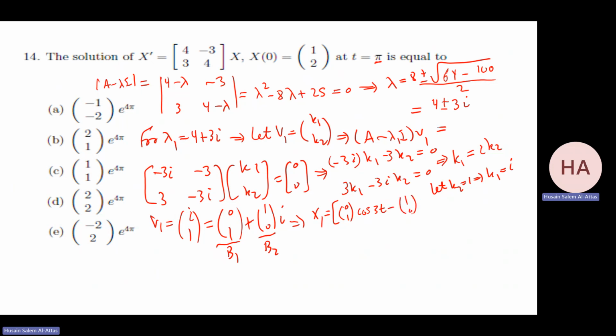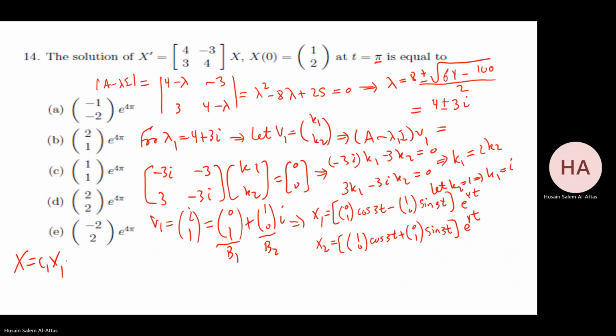Minus 1, 0, which is B2 sine 3t times e to the power 4t. X2 will be 1, 0 cosine 3t plus 0, 1 sine 3t e to the power 4t. My capital X, general solution, is this plus this.